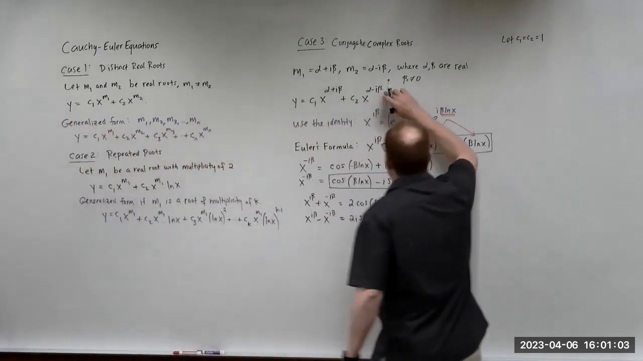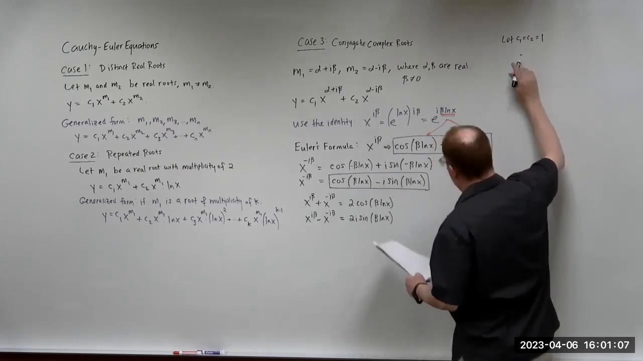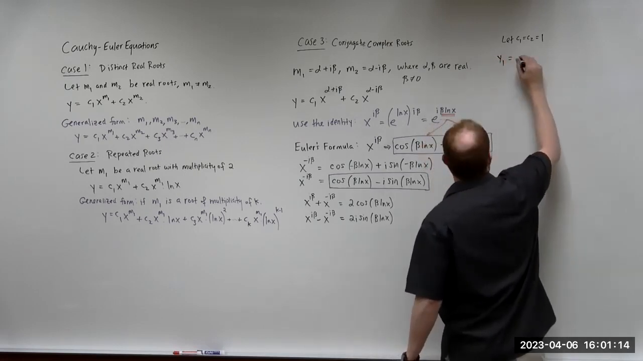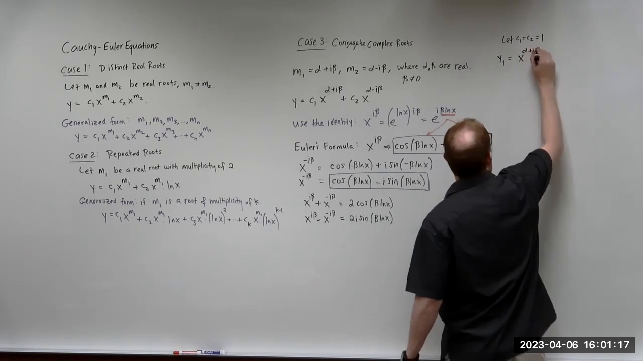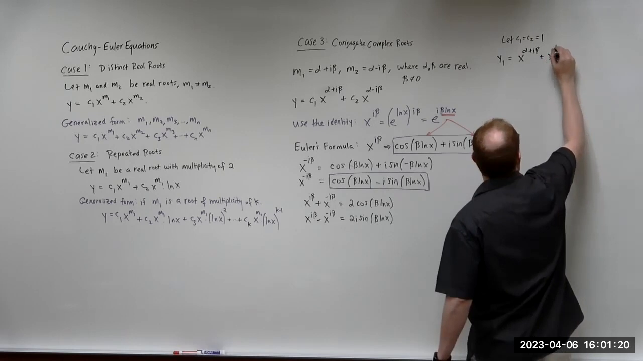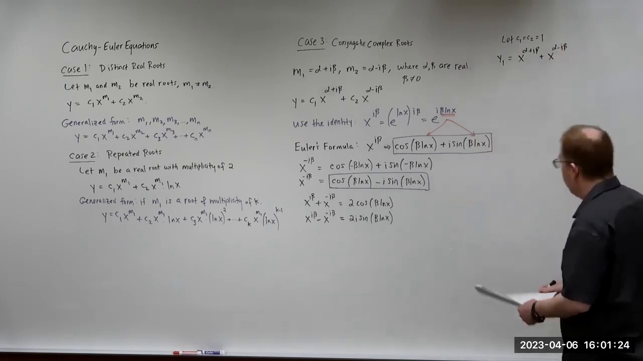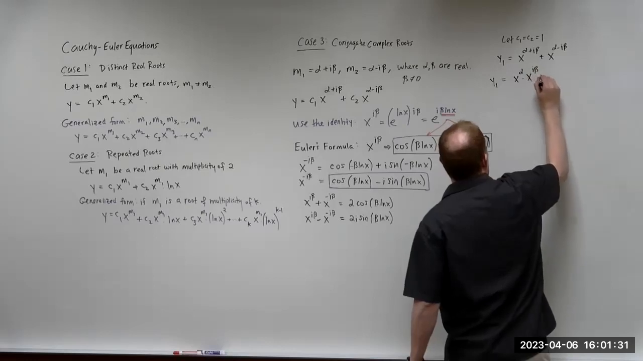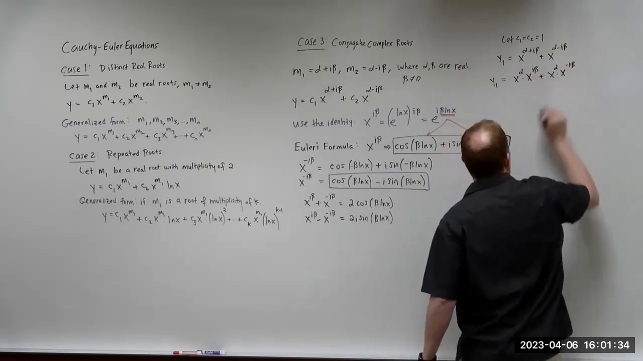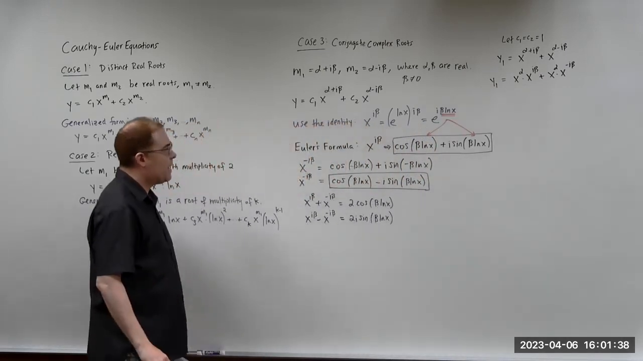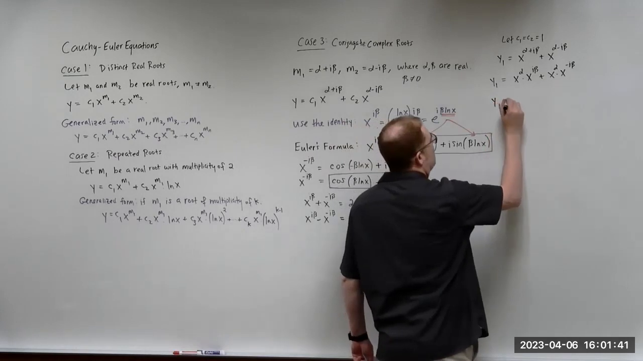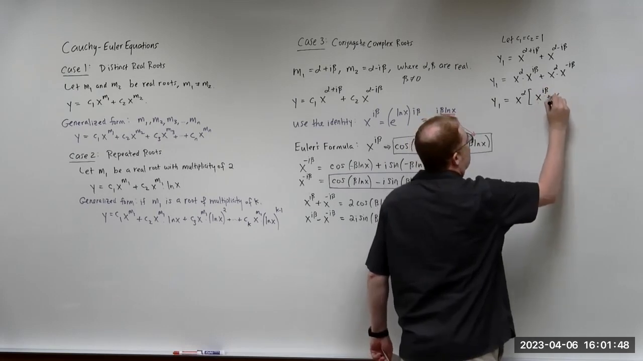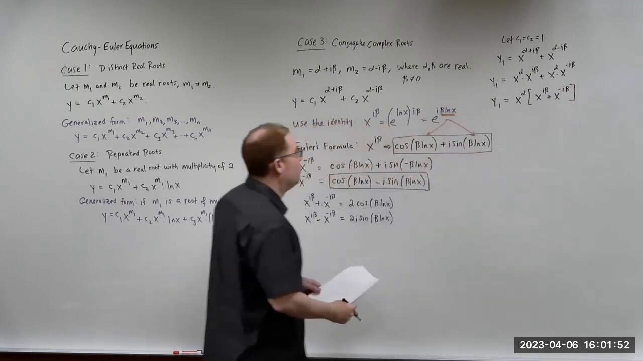And then, so from here, that's going to give us y. We're going to say that's y1. That's going to be x to the alpha plus I beta plus x to the alpha minus I beta. And then we can break that up, and then we can go ahead and factor out x to the alpha. And there we go.